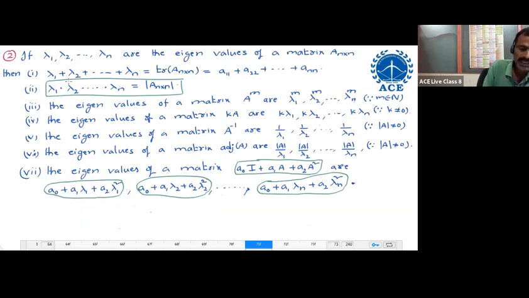The next property is like this: the sum of the eigenvalues equals the trace, or the product of the eigenvalues equals the determinant. Using the first result or the second result, we can choose the answer. If it is not possible to choose the answer by using the first result, then we try the second result.